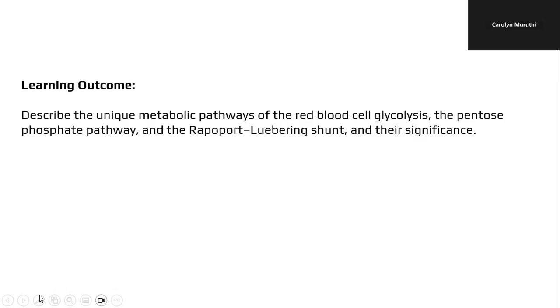And so by the end of the session, we're going to see how the erythrocytes generate ATP via glycolysis, how the pentose phosphate pathway equips the cell with NADPH, which is required to combat oxidative damage, and also the Rapoport-Luebering shunt, which fine-tunes hemoglobin's oxygen affinity. And so we'll be able to appreciate how these interlinked pathways allow erythrocytes to survive and function.